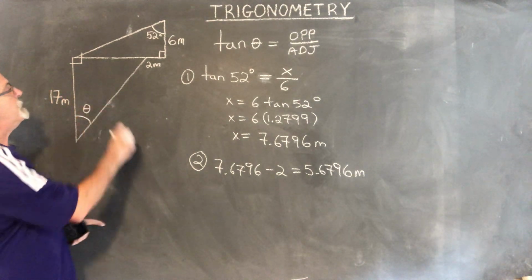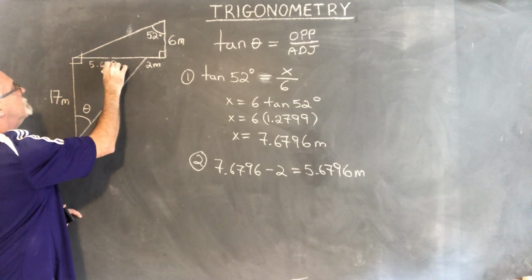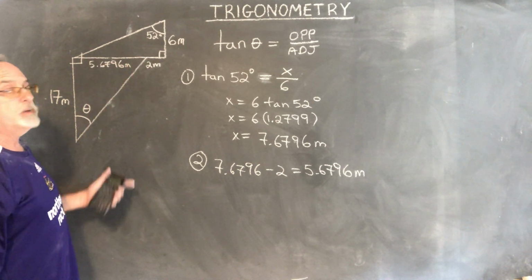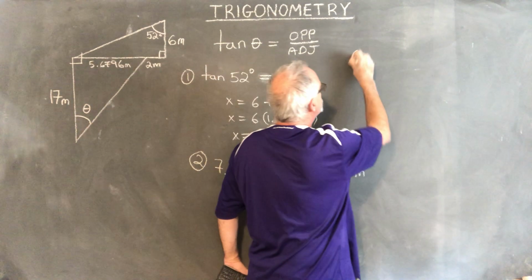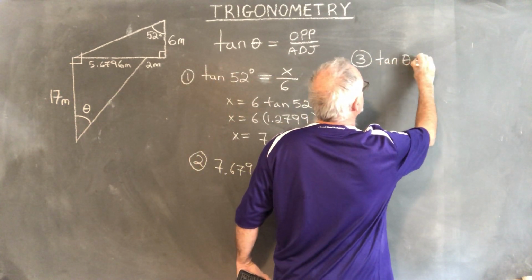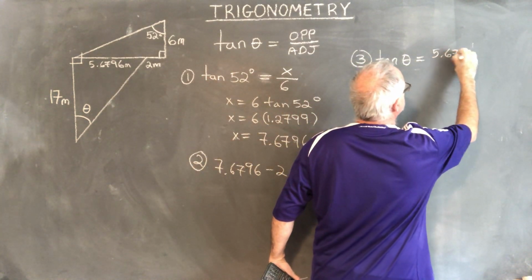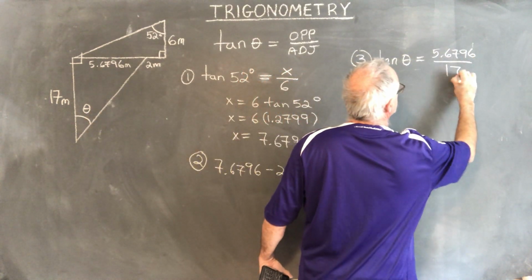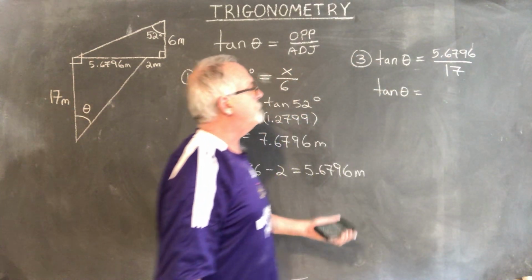Okay, so now this side here is 5.6796. I'll write it in. But that's only up to this point. It doesn't include the little 2-meter bit, which we don't care about anymore, because now we're able to move down into this triangle. I'm ready for my step 3. For step 3, I want to find my measure of angle theta. Tan of theta is equal to the opposite, which is the 5.6796, over the adjacent, which is the 17. So therefore, tan of theta is equal to the answer I get when I divide there.